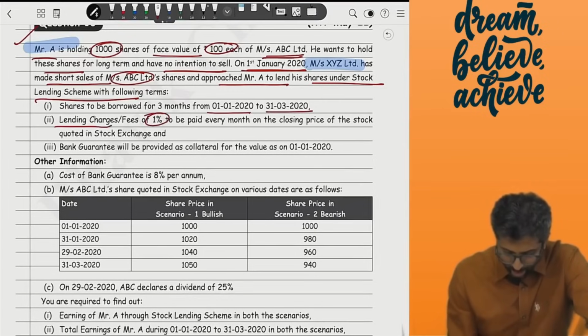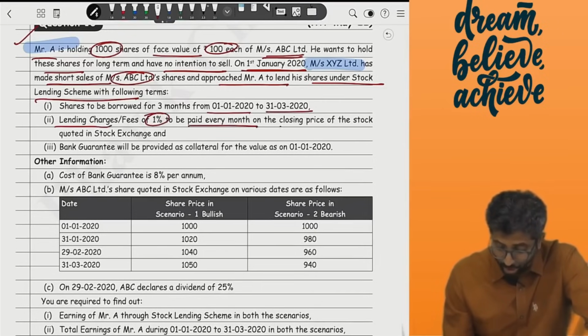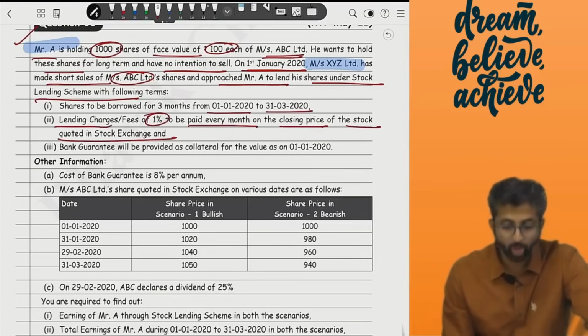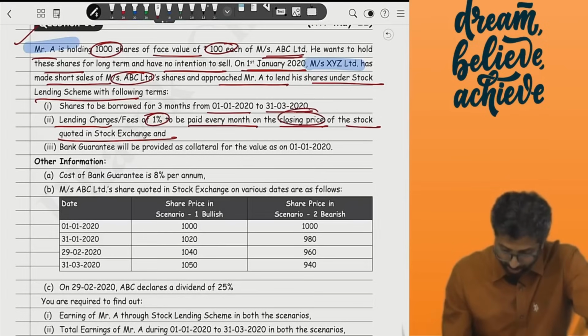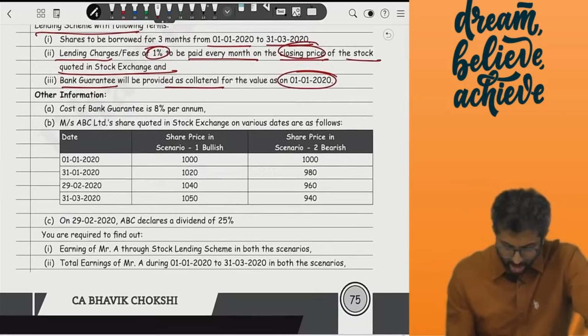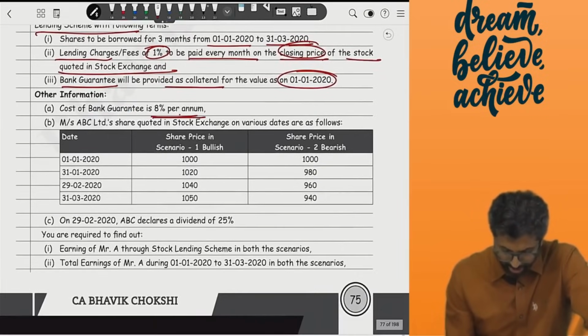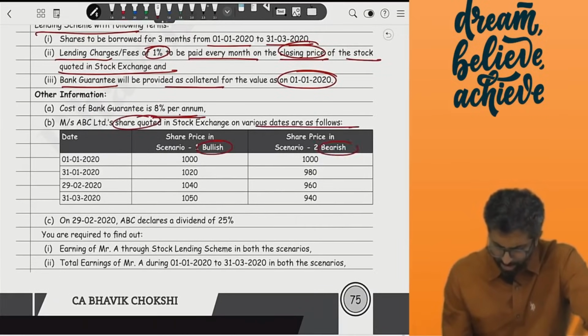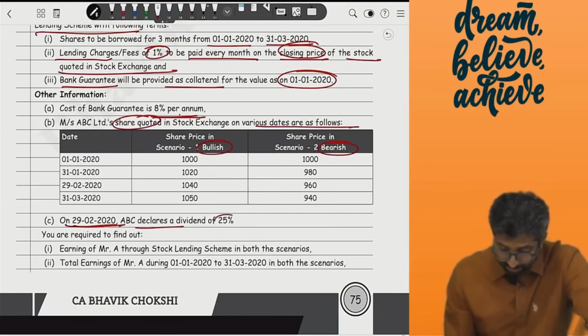Lending charges or fees of 1% to be paid for every month on the closing price of the stock quoted on the exchange. This is on the closing price. Bank guarantee will be provided as collateral on the value on 1st January. Cost of bank guarantee is 8% per annum. ABC shares are quoted on various dates, so you have the share price under the bullish and the bearish scenario. On 29 February, ABC declares a dividend of 25%. This is usually a dividend on face value.